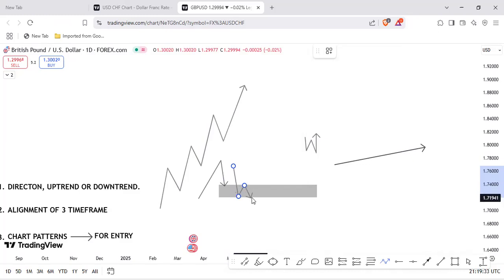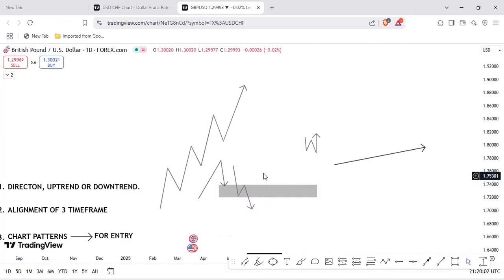So you don't want to be entering buy, because now this thing can just be a continuation of the downtrend. The market can just come and close below here and start going down. You want to be buying at the second leg. Don't forget, not at the first leg. You don't want to buy here. You don't want to sell here either, because the market has not given you a clear direction. The market can just continue going down.